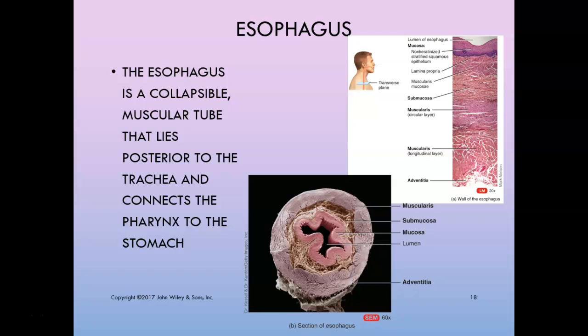So at each end of the esophagus, the muscularis becomes a little more prominent, and it forms two sphincters. The upper esophageal sphincter, which consists of skeletal muscle, and the lower esophageal sphincter, which is made up of smooth muscle and is near the heart, so it's sometimes called the cardiac sphincter. The upper esophageal sphincter regulates the movement of food from the pharynx into the esophagus, and the lower esophageal sphincter regulates the movement of food from the esophagus into the stomach.